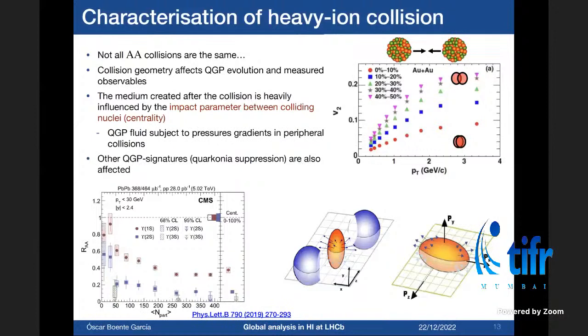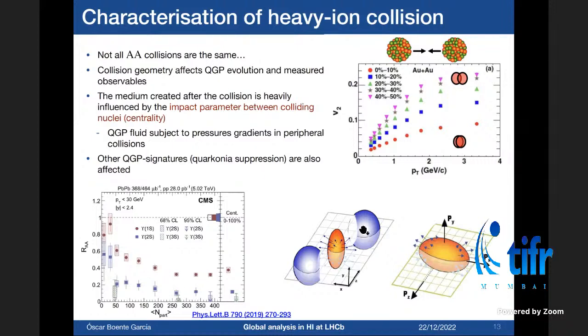So the first thing we need to do is to characterize these ion-ion collisions. Not all the collisions are the same, as you probably know. The geometry of the collision affects both evolution and also the observables that we measure. This is because the medium that is created is influenced in particular by the impact parameter between the colliding nuclei, and this is the quantity that we call centrality.